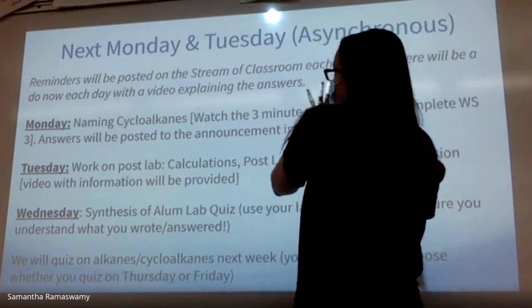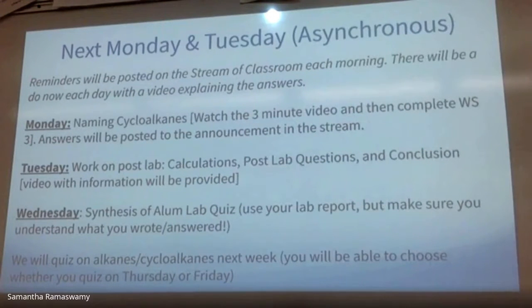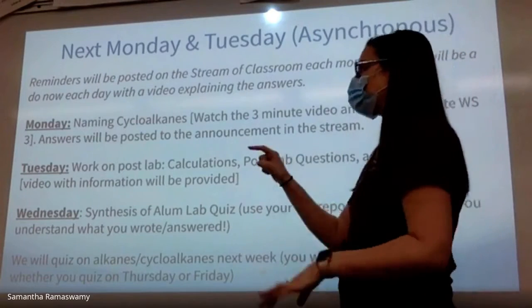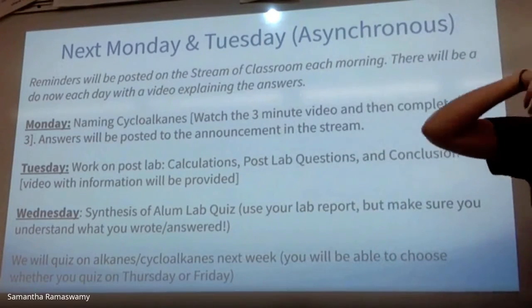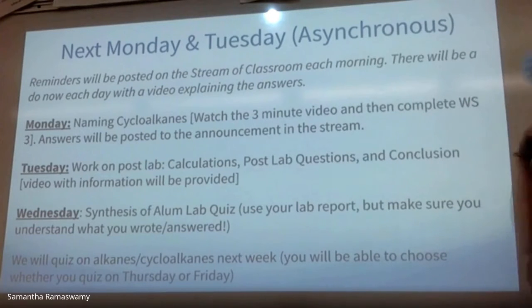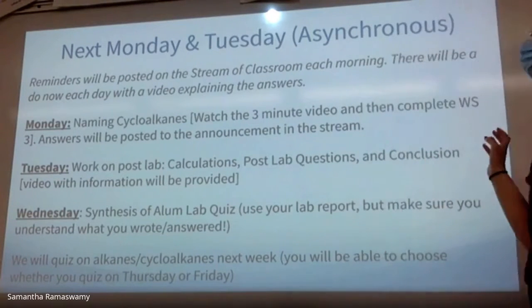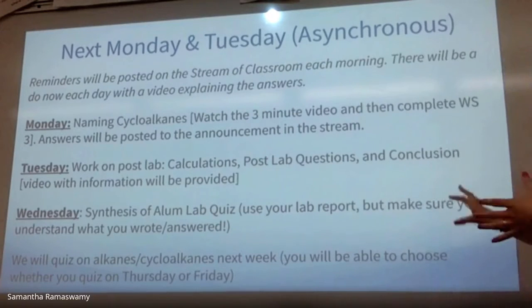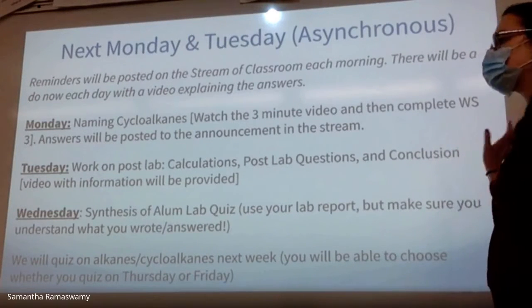But I just said for Monday, you're going to work on naming cycloalkanes. So today we're going to look at naming alkanes, which are just carbons all single bonded to each other. Cyclo means a circle, or a ring. So you're going to look at what happens if you have a ring with that. There's a 3-minute video, and then worksheet 3 that's part of your notes packet. You'll work through that. I'll give answers. Everything will be posted on the stream of Classroom. And then Tuesday, I just said work on post-lab. So calculations, post-lab questions, and conclusion. I'll talk a little bit more about the post-lab today.